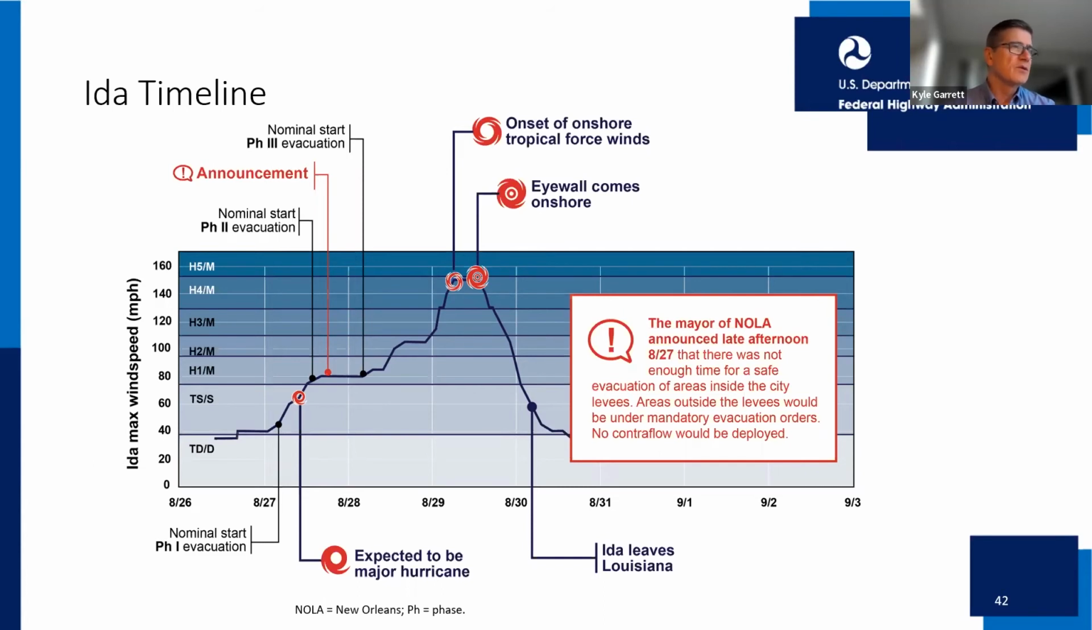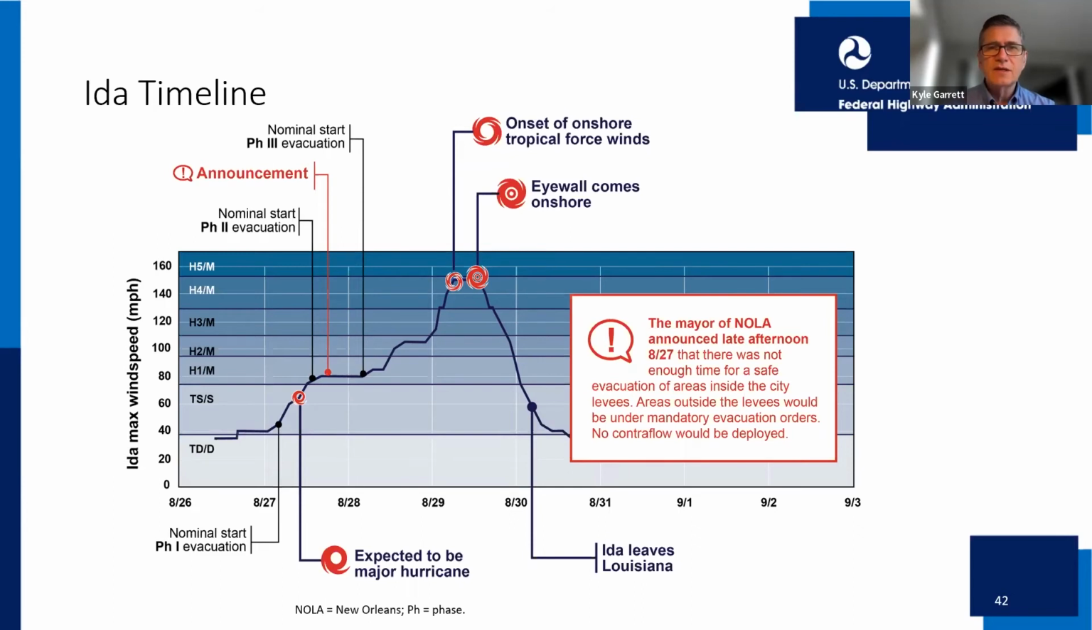And then, of course, it grew very, very quickly in the last 24 hours, especially in the last 12. Came on shore as a very, very near Category 5 hurricane. And then that was about, I think, 5 hours of tropical force winds before the eye wall comes on shore. And then, another 12 and it's out of Louisiana.